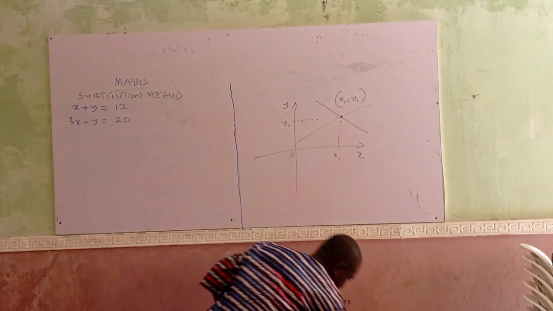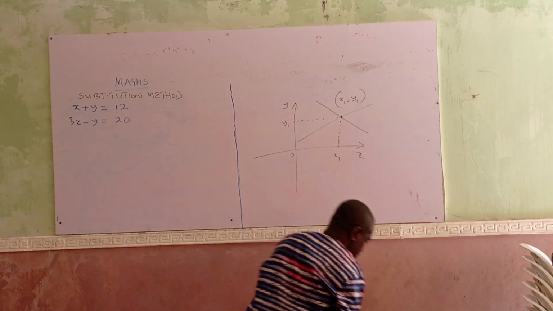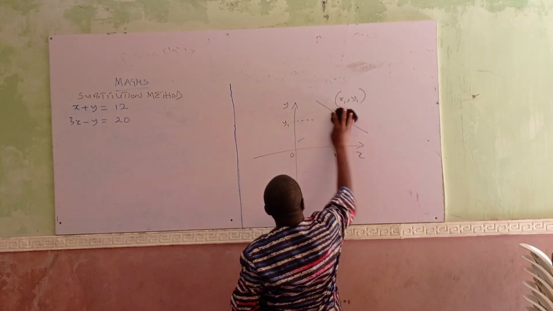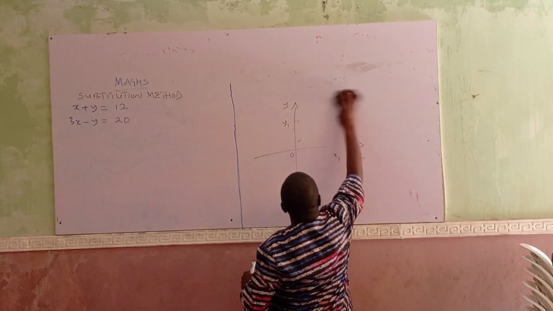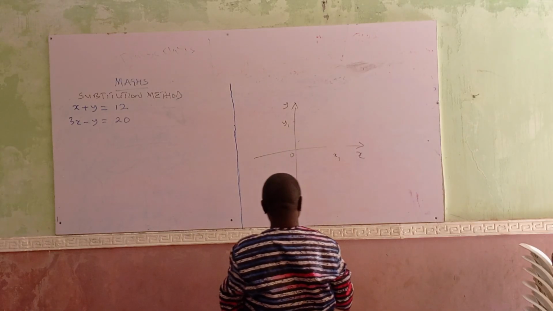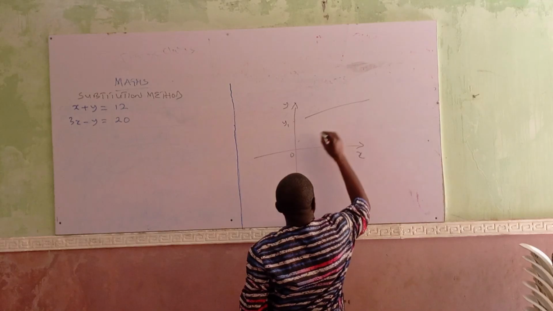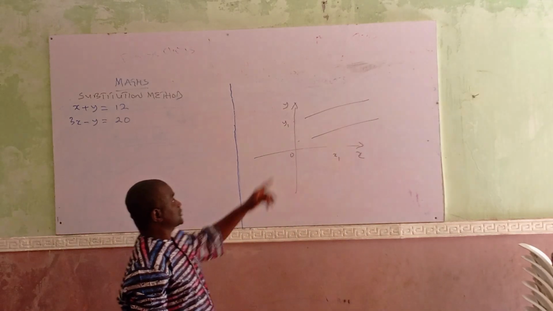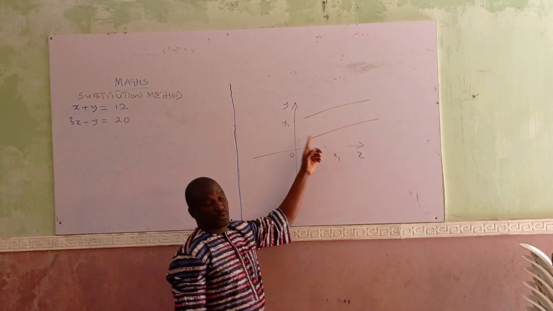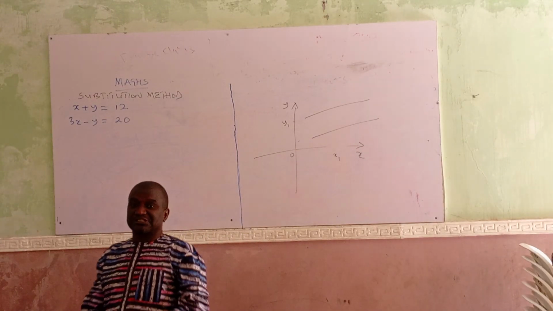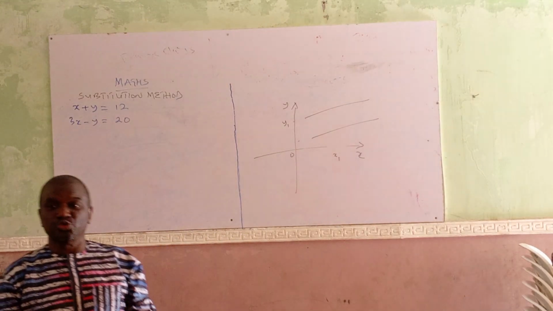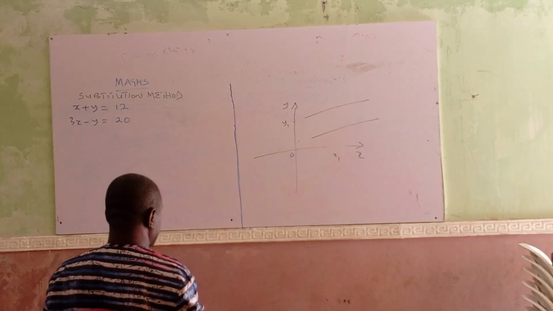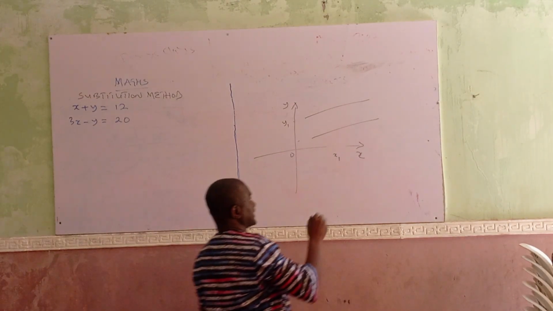Another thing that we also say is, if the lines are parallel, for instance, you have something like this, as for the two equations, as this one is parallel to this, we said that simultaneous equation has no solution. Is that okay? Has no solution. And the way to notice it is that the gradient will be the same.